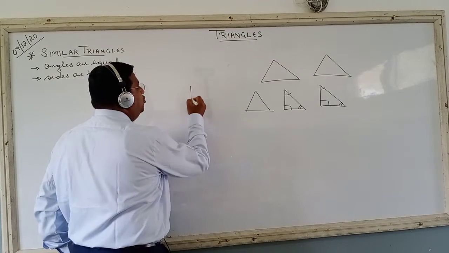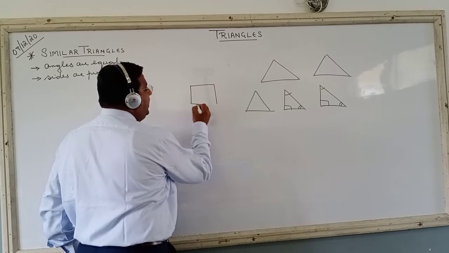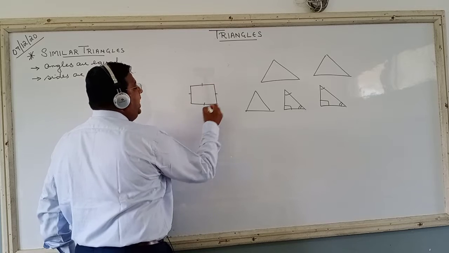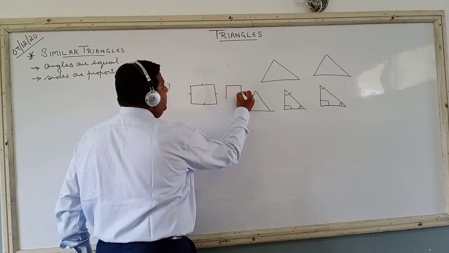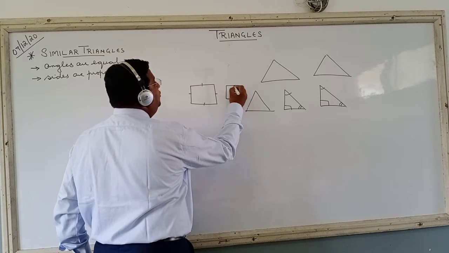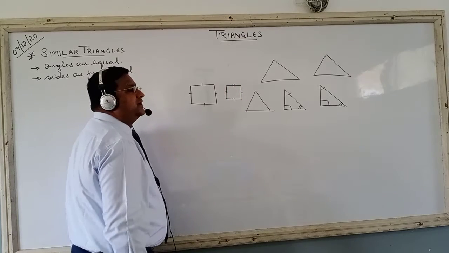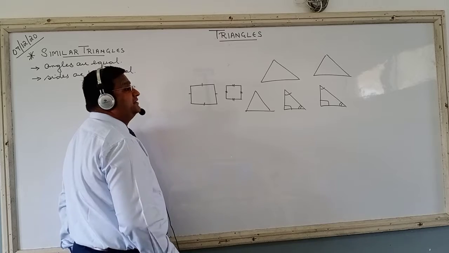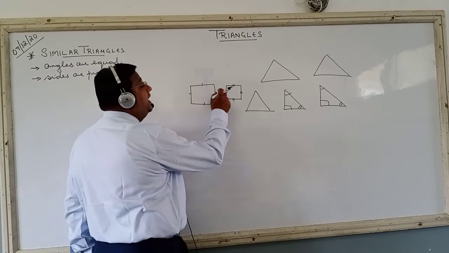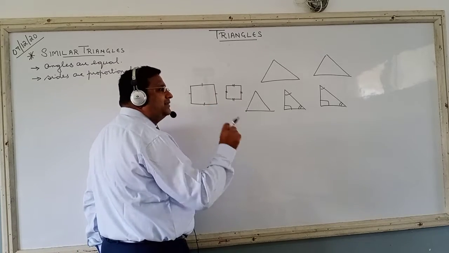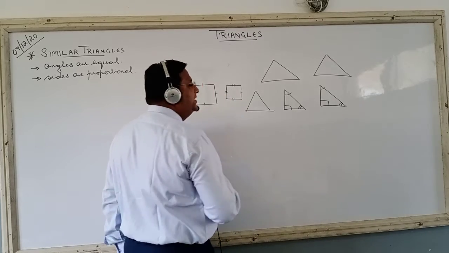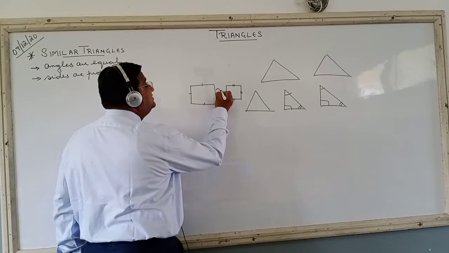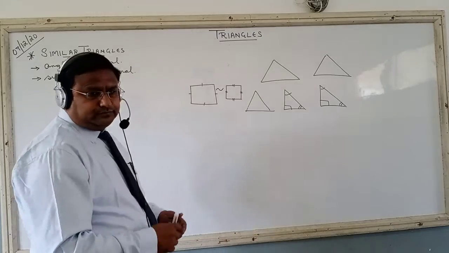When we talk about squares, here is one square with all sides equal, and this is another square with all sides equal. Both of them are squares, but are they congruent? Are they equal in shape and size? No, they are not congruent. But are they equal in shape? Yes, they are similar figures.